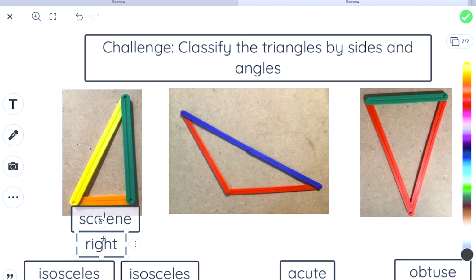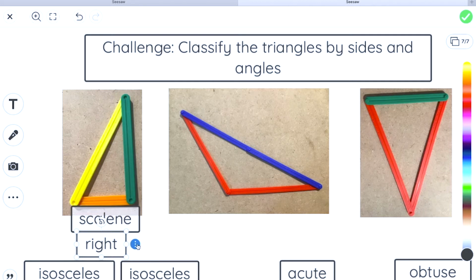Let's take a look at the second triangle. What do you notice? I noticed that two of the sides, the red ones specifically, are congruent. They're the same length. This makes it an isosceles triangle when classifying it by sides.